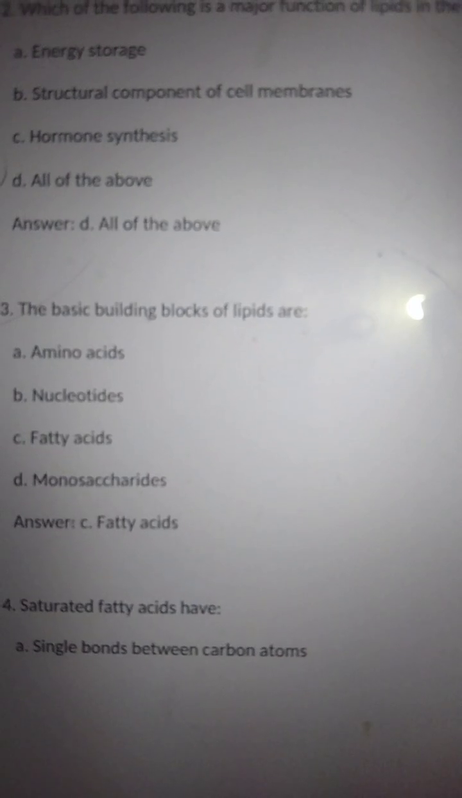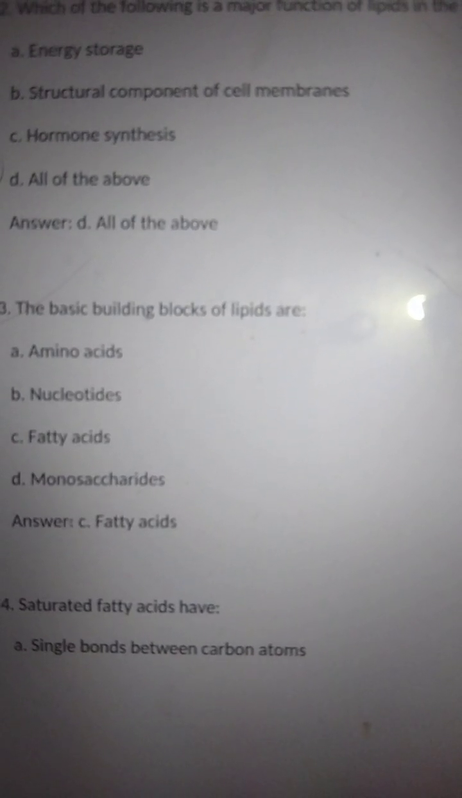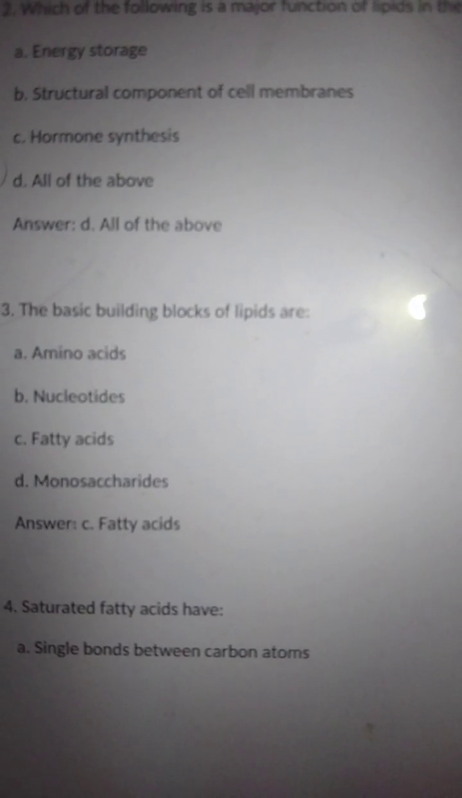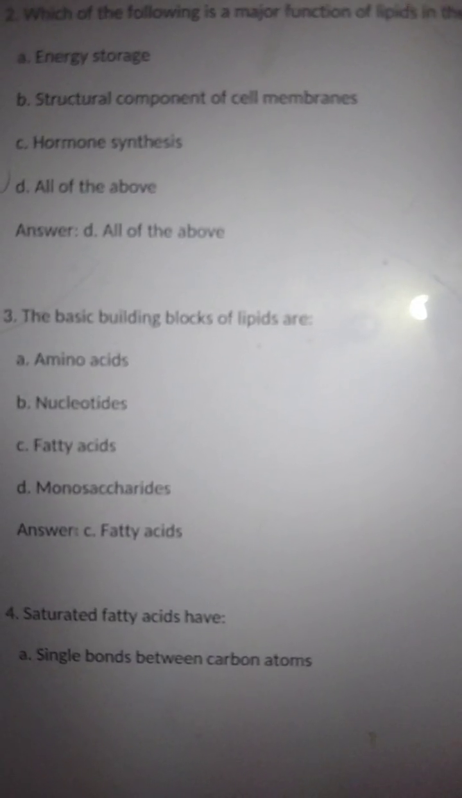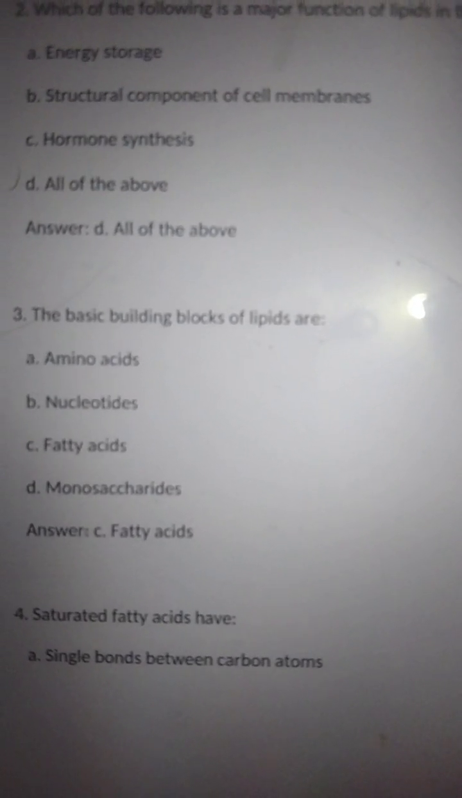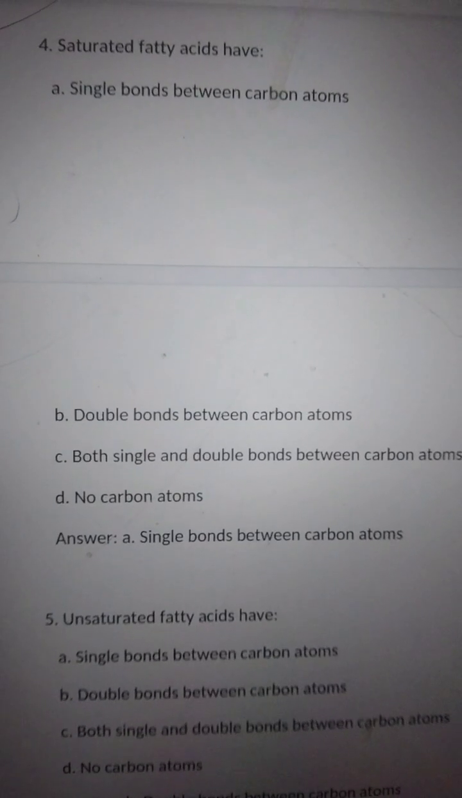Second, a basic question: the basic building blocks of lipids are amino acids, nucleotides, fatty acids, or monosaccharides? The answer is fatty acids. Here is another question.